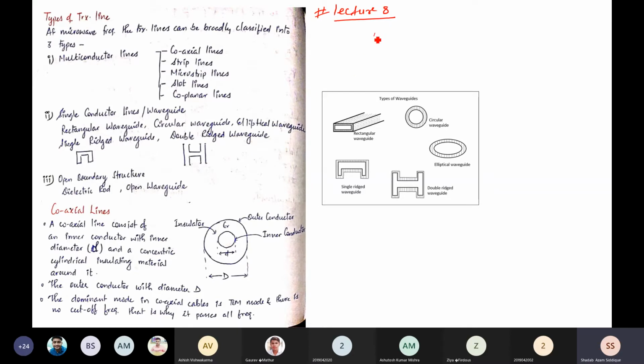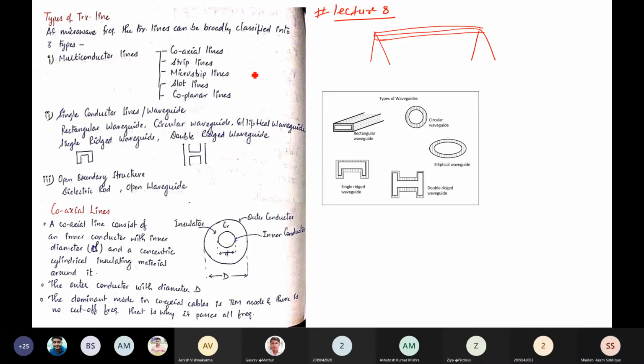We have seen the electric tower, and the transmission line running on this tower has three wires. This is the open wire transmission line, and any open wire transmission line is not suitable for microwave frequencies. For microwave transmission, we use these transmission lines, which are classified in three categories.